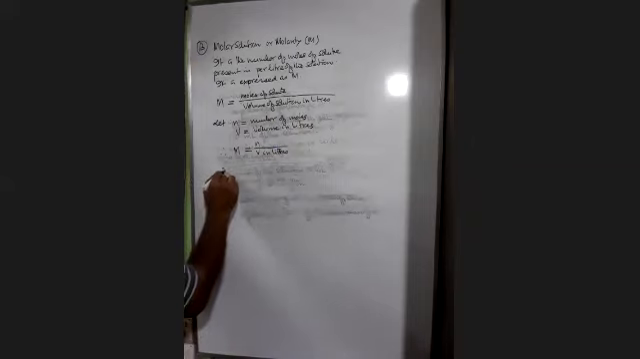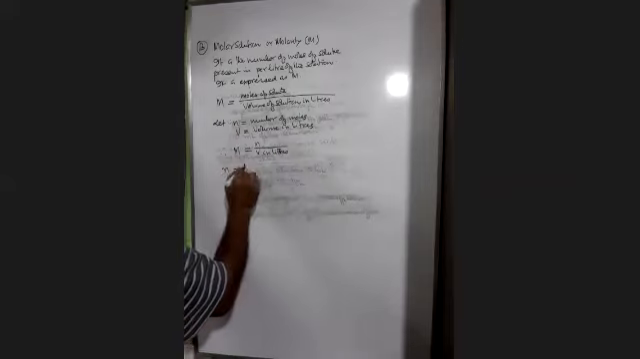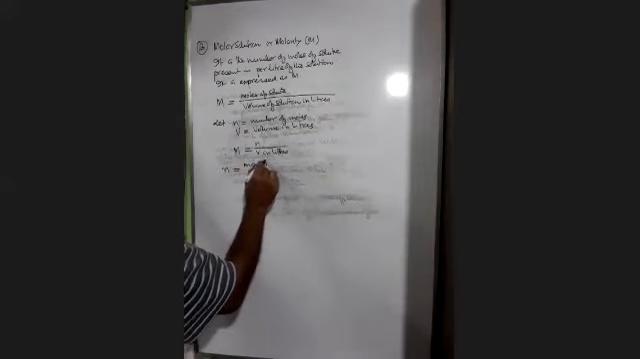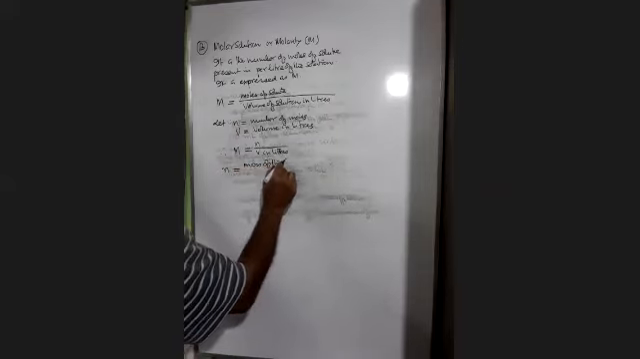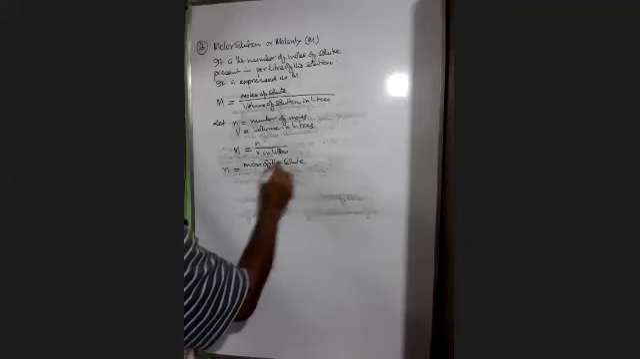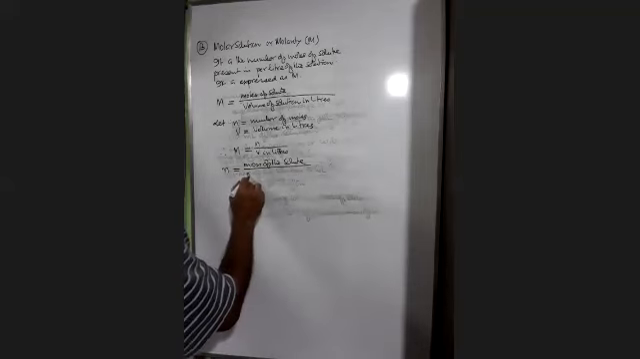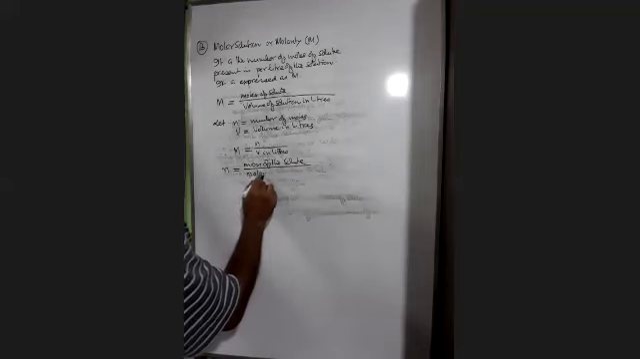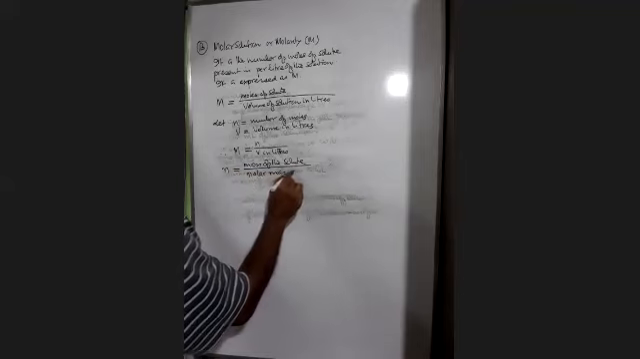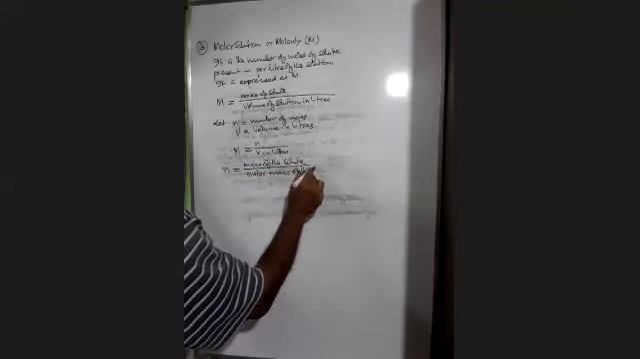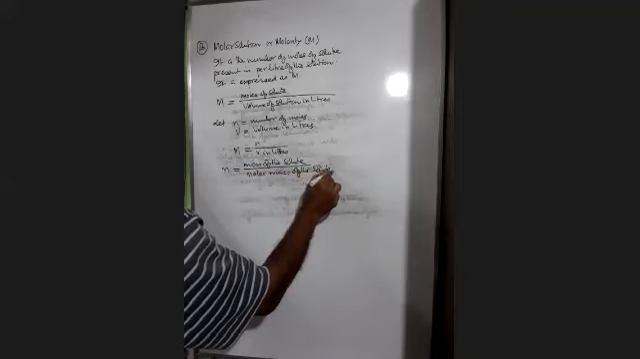Okay. Now what is N? How to find out? It is the mass of the solute divided by molar mass of the solute. Okay. So let me write.